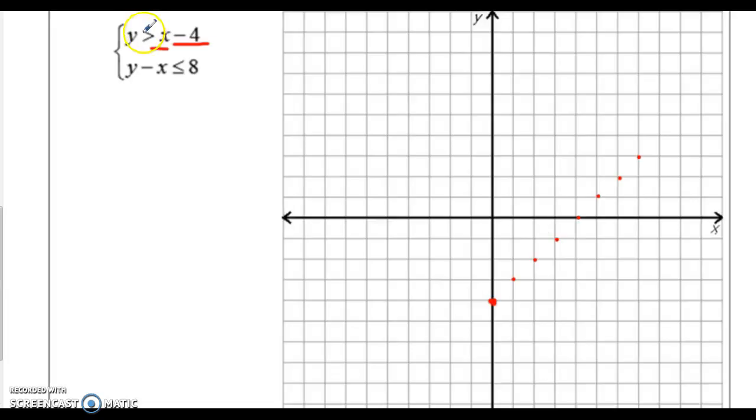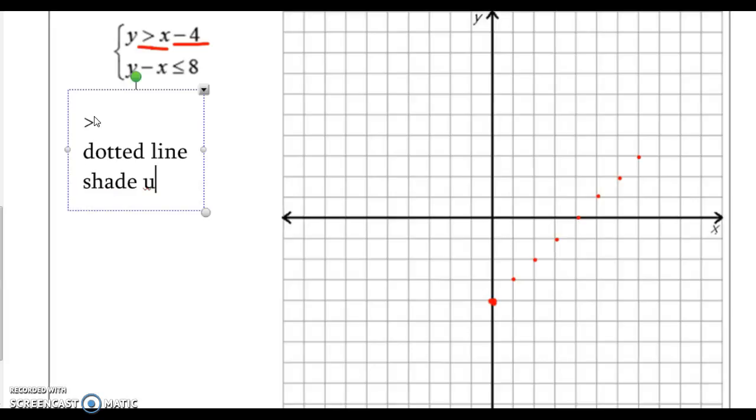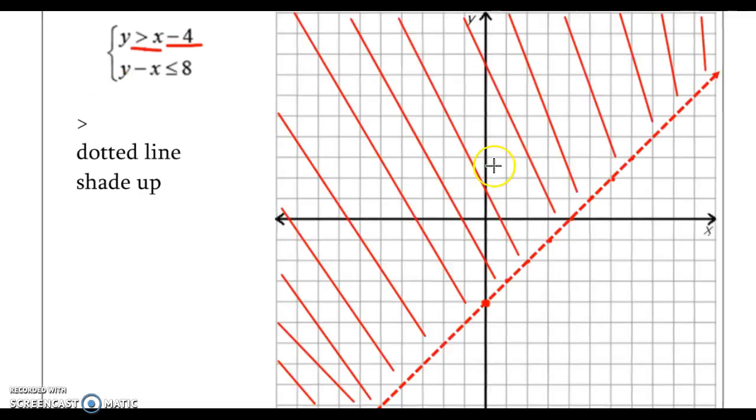But before I do that, I'm going to look at my symbol here. That symbol, the greater than symbol, means two things to me. The first thing is that you're supposed to have a dotted line. It also means you're supposed to shade up, which means I'm going to represent that all of these points up here are solutions to the inequality. So I'm going to do that now. Okay, so you can see my dotted line, and you can also see my shading up.